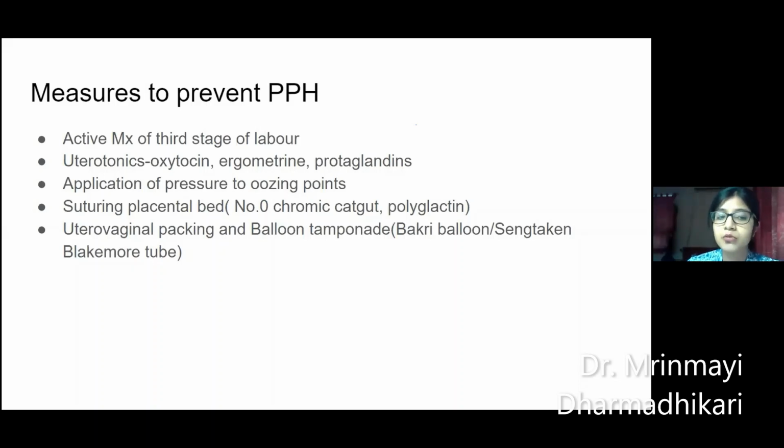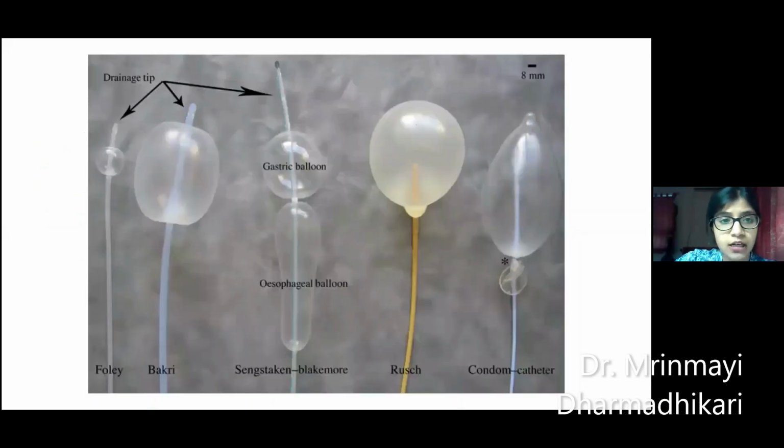Another method, which is a conservative method of preventing postpartum hemorrhage, is uterovaginal packing and balloon tamponade. So these are all the balloons or the kinds of catheters which can be used for prevention of postpartum hemorrhage. So you have the Bakri balloon, around 300 to 500 ml capacity, Sengstaken-Blakemore tube, Rusch balloon, condom catheter. All of them cause a tamponade, preventing bleeding from the placental bed.